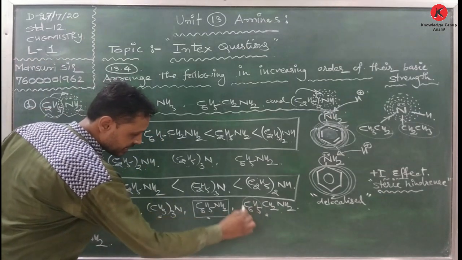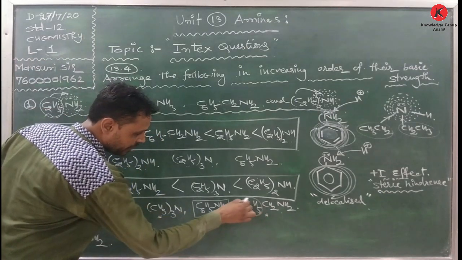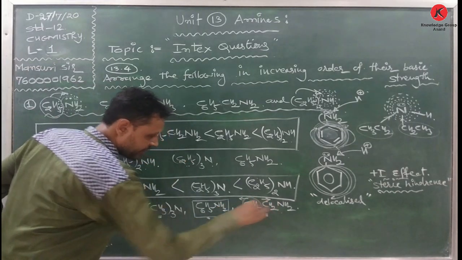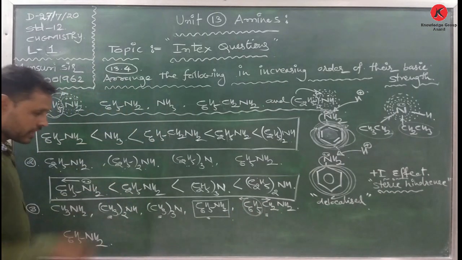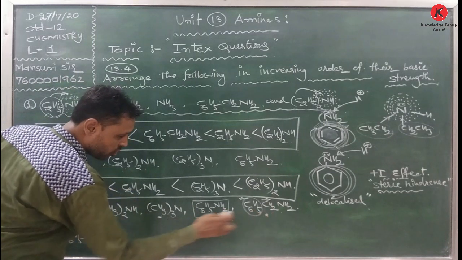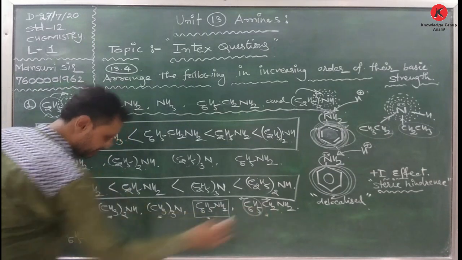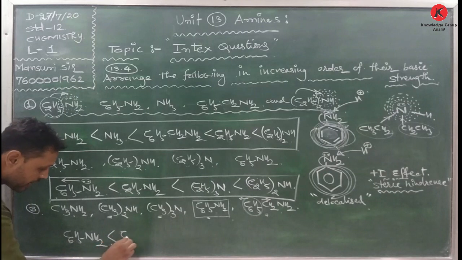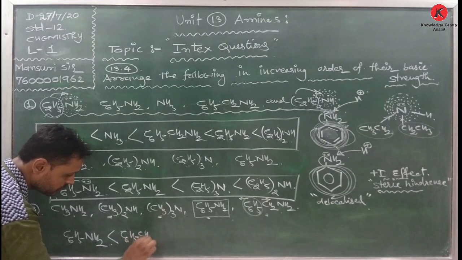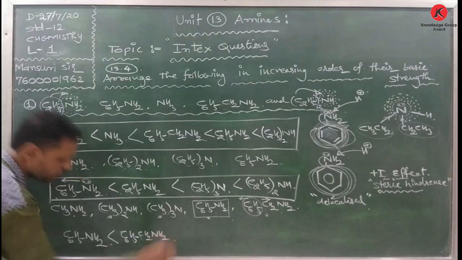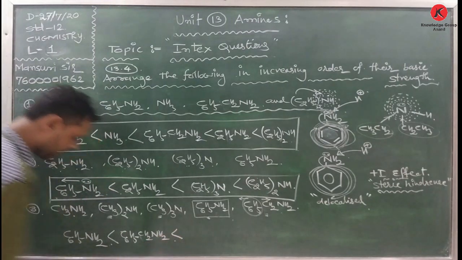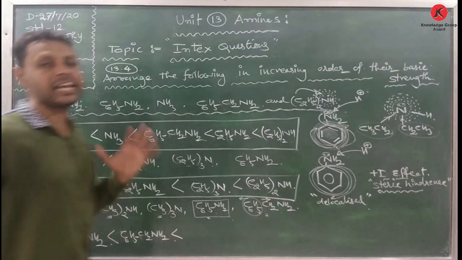After that, here benzylamine is given. In this case, your phenyl group will be electron withdrawing, and thereafter the methylene will be an electron donating group. That is why this benzylamine shows more basicity than aniline. So we have to take it at second number, C6H5CH2NH2. Clear? Okay.